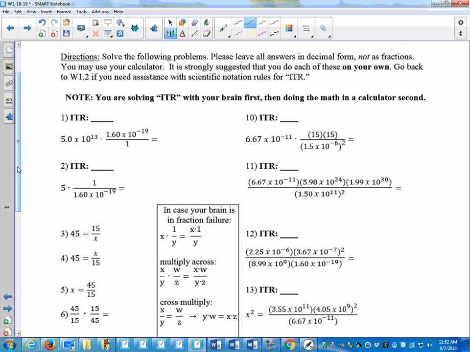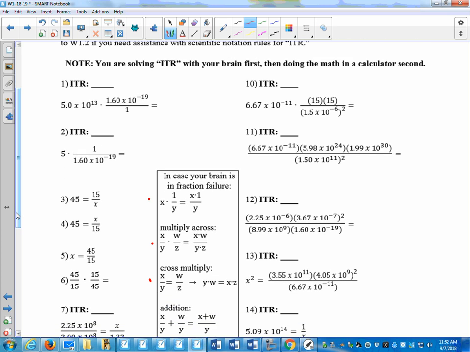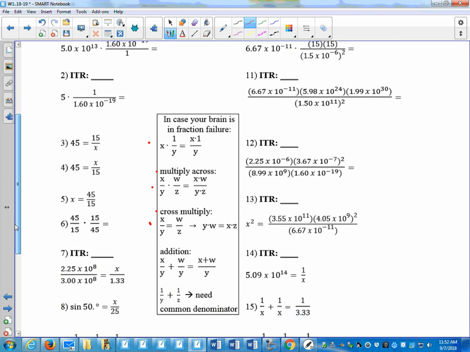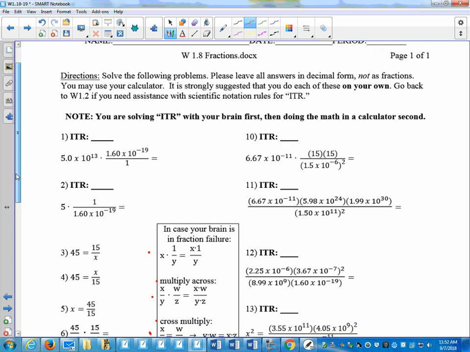So if you see something like this format or this format or this form, just make sure you're checking them out. Because multiply across is not the same as cross multiply. Where the equals is located makes a difference. There's also addition with the common denominator. So here we're doing the same business as we did back on W12, but you got to be a little more cognizant of the fraction and how it plays out.